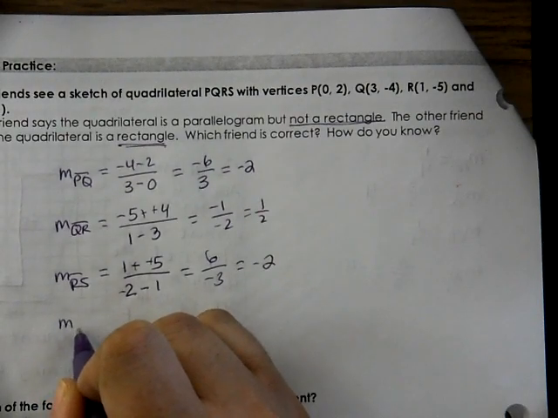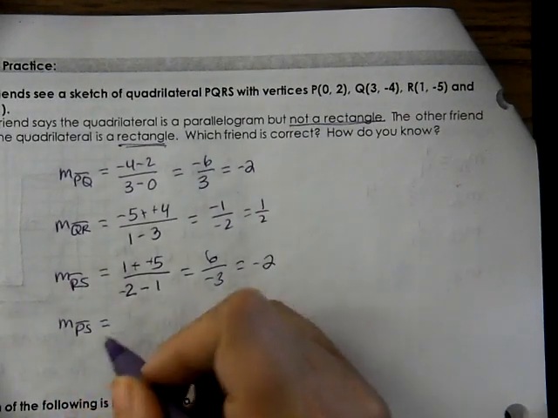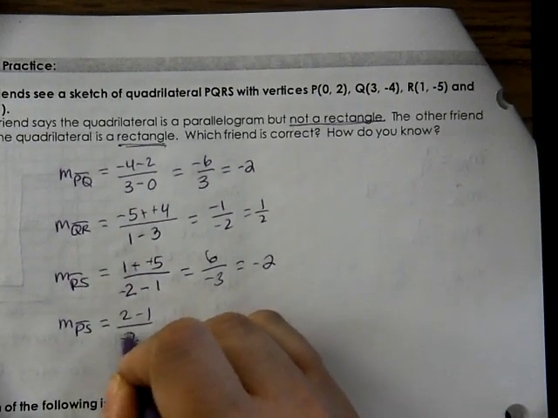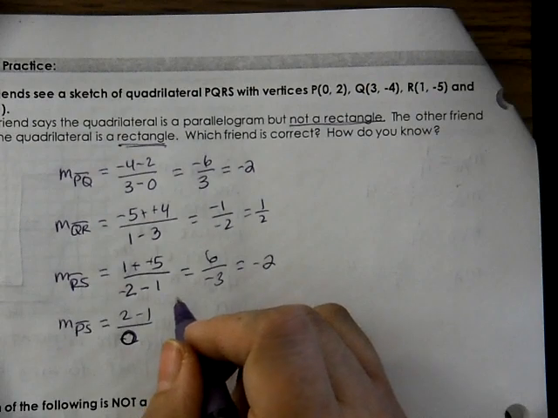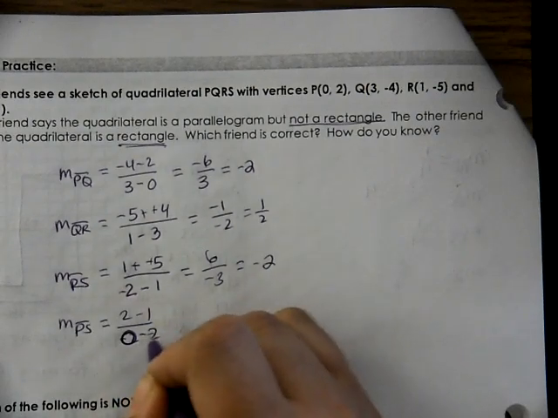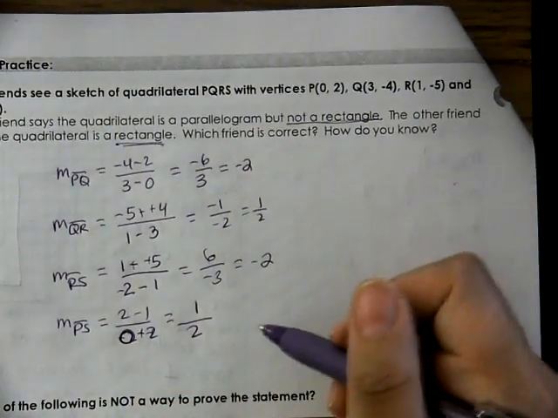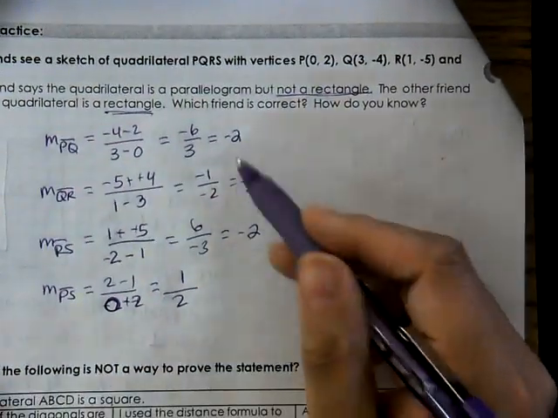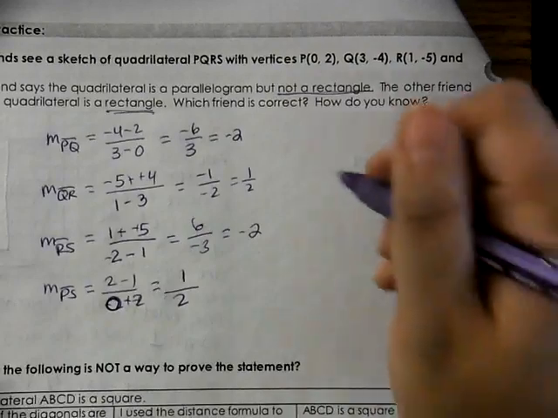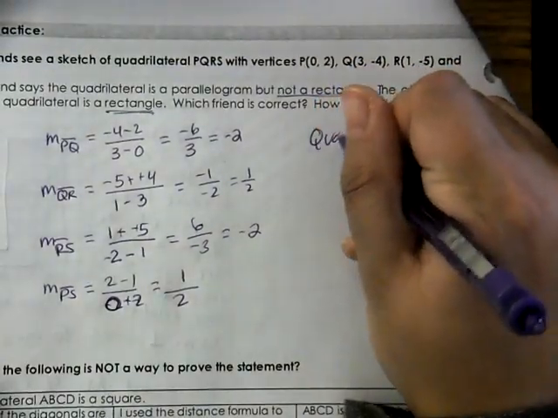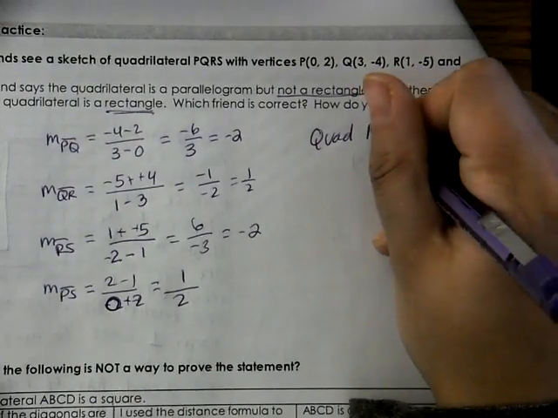And finally, P and S would be 2 minus 1 and 0 minus a negative 2, which is really 0 plus 2. So this is 1/2 again. Since we see all their slopes, the adjacent sides are opposite reciprocals. I'm not going to write too much for my reason because I just wrote kind of the same thing on the front when it was also a rectangle.